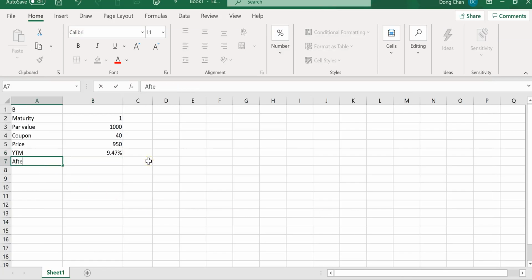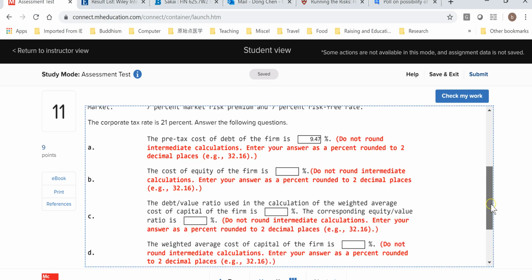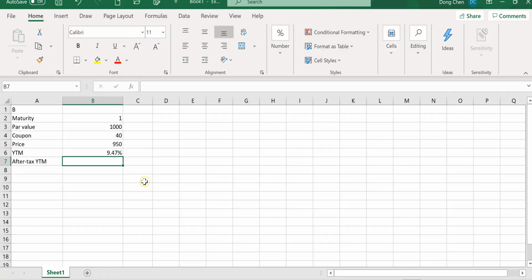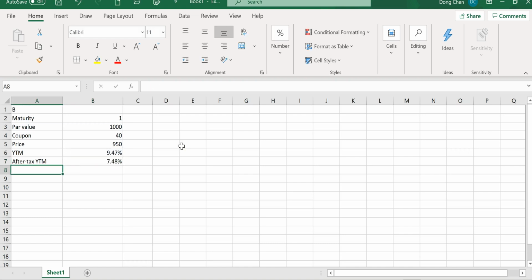And after-tax YTM. So basically YTM is the pre-tax cost of debt, and for part B, why don't I just calculate the after-tax YTM? Because later on, when we want to calculate the weighted average cost of capital, we need to use the after-tax YTM, right? So that equals this YTM times 1 minus the tax rate, right? The tax rate here is 21%. So that's going to be my after-tax YTM.